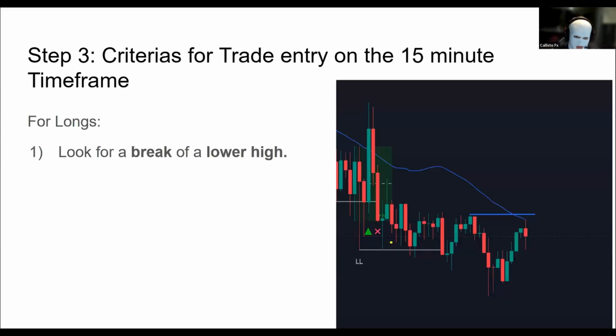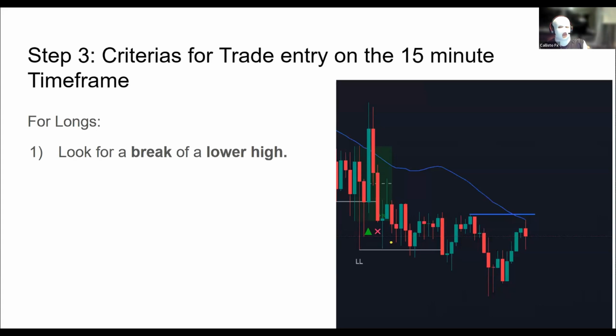Step number 3. This is going through the criteria for the trade entry on the 15-minute time frame. This strategy I personally only use on the 15-minute time frame. I don't go lower for confirmations. I don't go to the 4-hour to look for 4-hour trades using this strategy. This strategy only enters on the 15-minute time frame. Full stop. That's all.